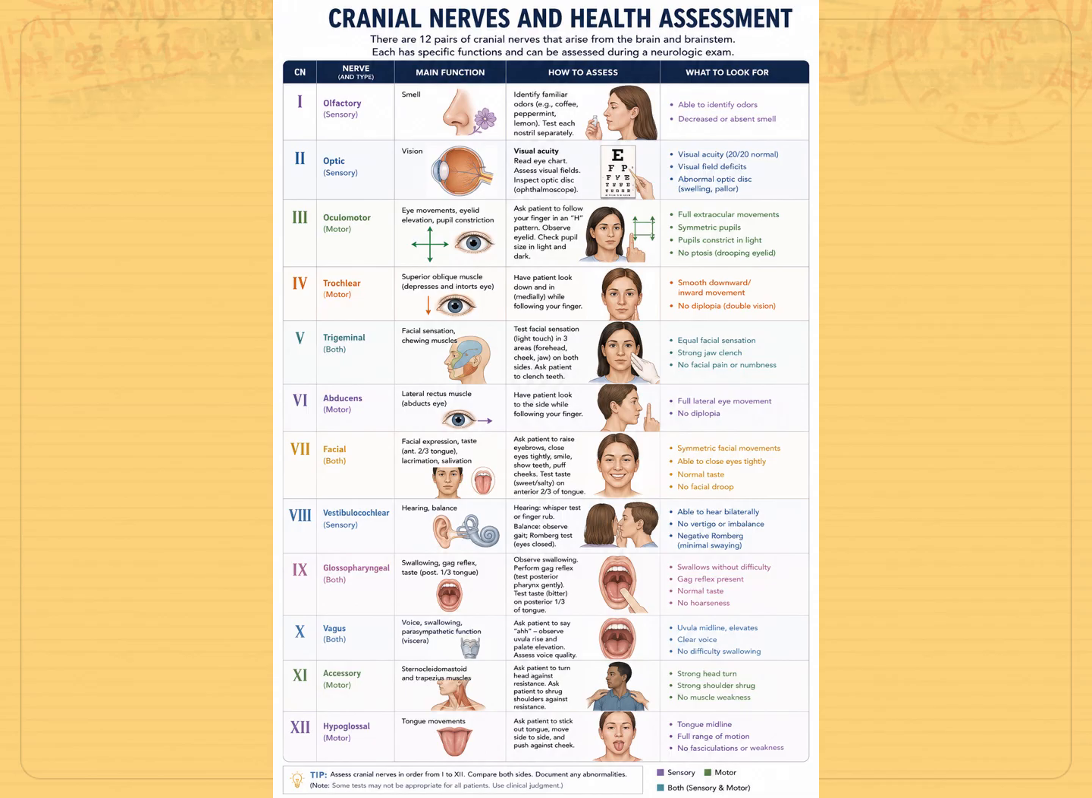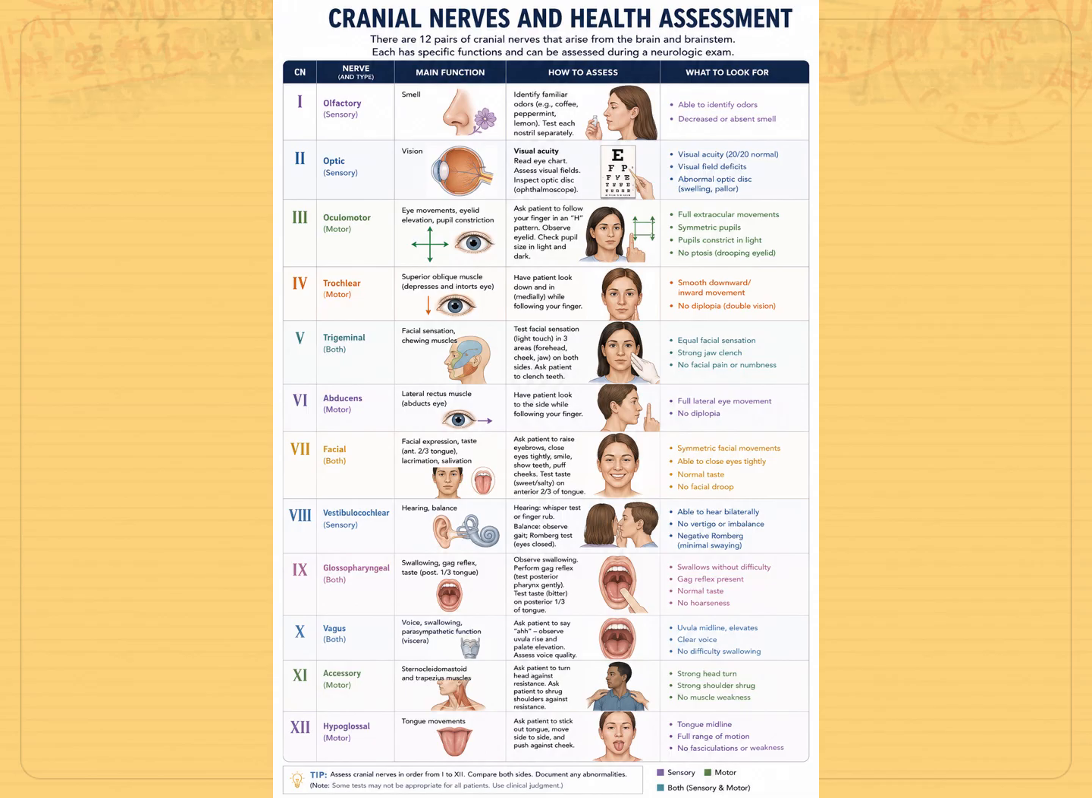Cranial nerve 8, vestibulocochlear, sensory and functional, responsible for hearing and balance. So we're assessing hearing through our conversation with the patient. Also, you can do the whisper test where you whisper in their ear. We can assess balance by observing their gait. So normal findings would be that they're hearing appropriately, they have good balance, and no dizziness.